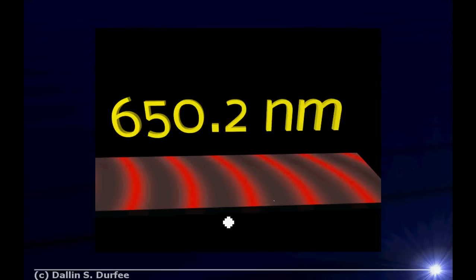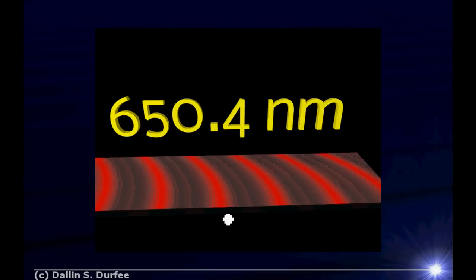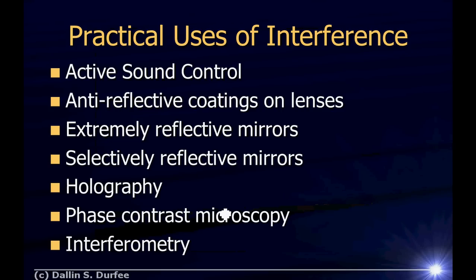It shows up all of the time. All right, so that's thin film interference. What is it good for? Practical uses of interference. We talked about this, I think, a little bit with waves, but interfering sound with sound, you can cancel out noise. I discussed anti-reflective coatings on lenses.